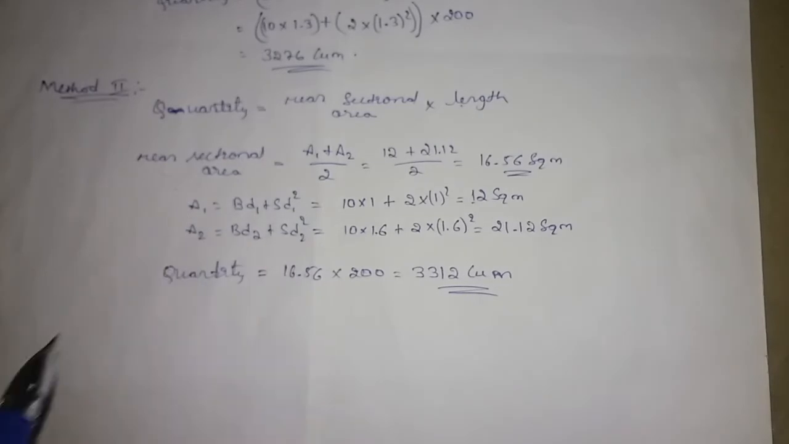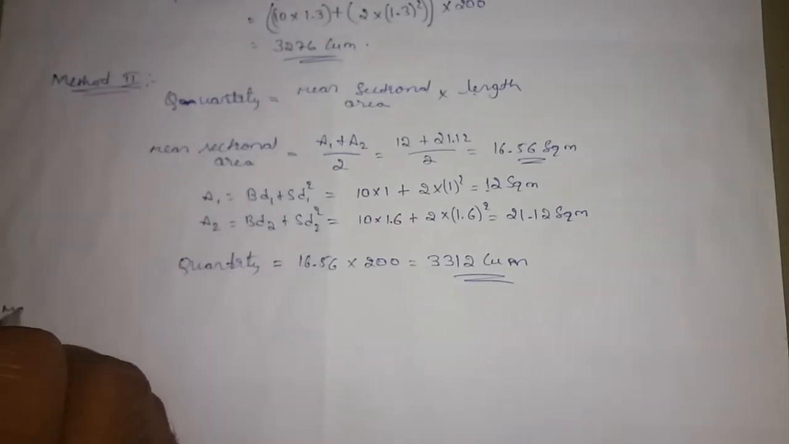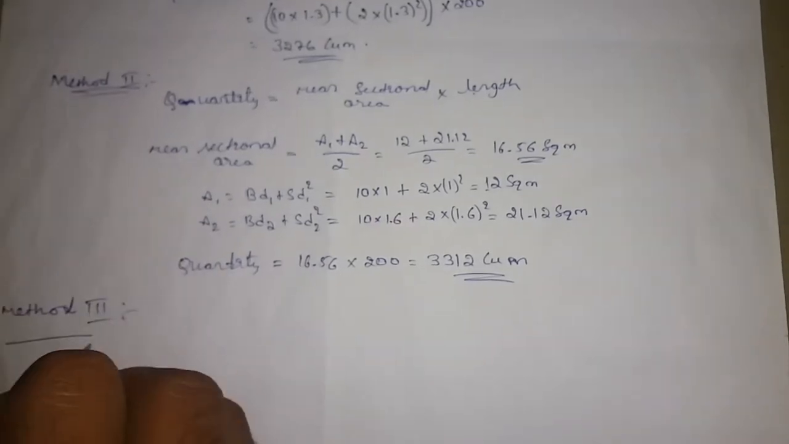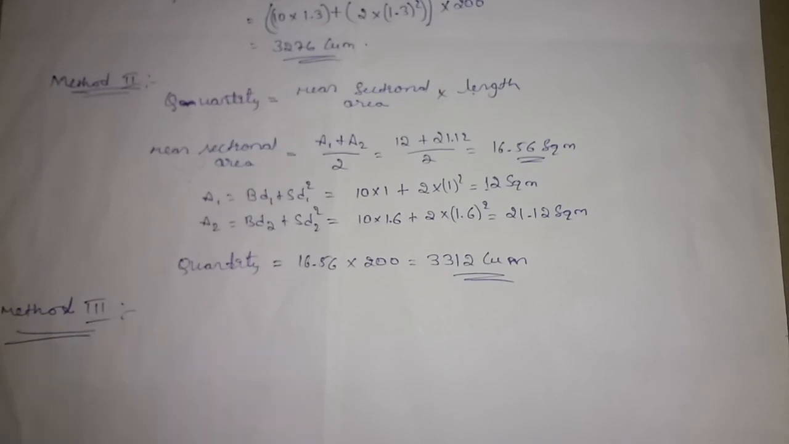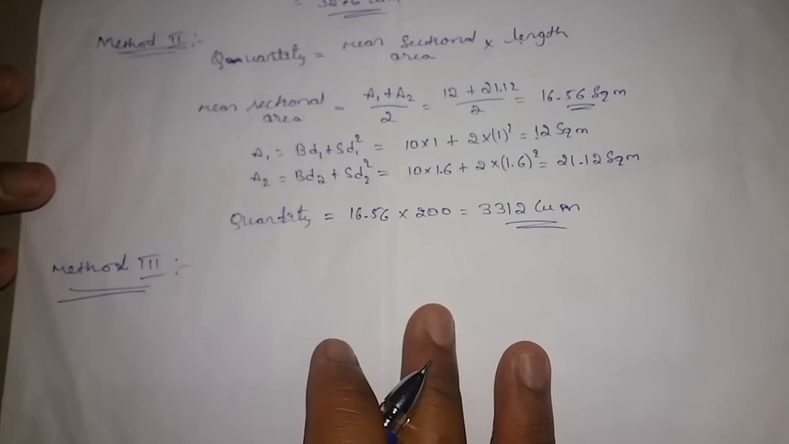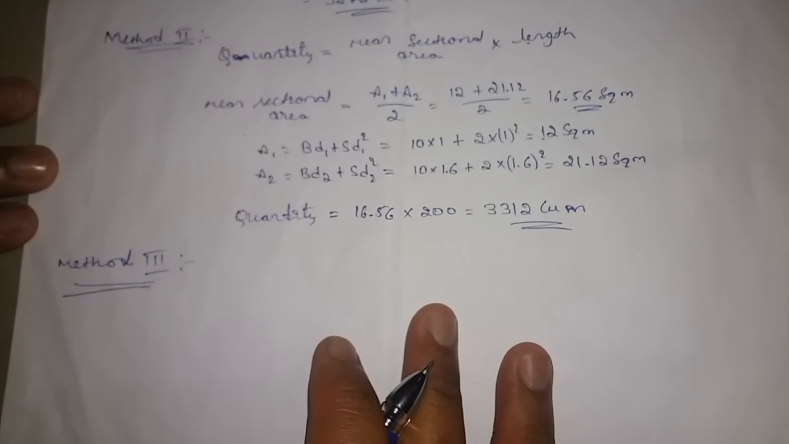We will get the quantity. Okay, now we will follow method number 3 to find the same quantity, using the same given data. Find the quantity of the earthwork by using the same given data. We will follow method number 3. What does method number 3 say? Method number 3 is nothing but the Prismoidal formula.